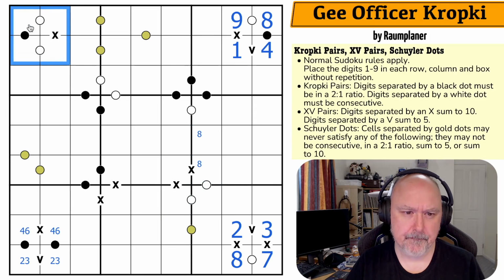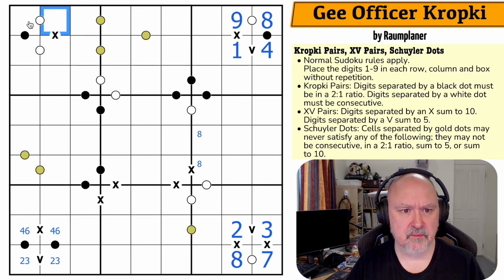What about here? This can't be 4, 6. So it's either 1, 9. If this is 1, 9, 1 would make that 2. The highest that could be would be 4. This can't be 1, 9. It can't be 4, 6. So this is either, and can it be 2, 8? 2 would put 8 here. So 2, 8.